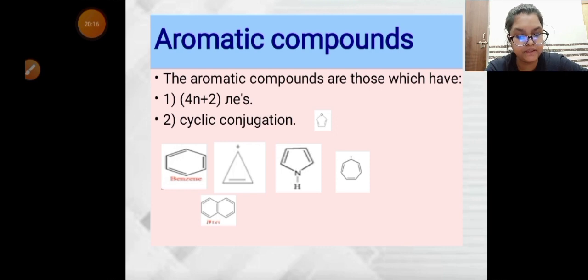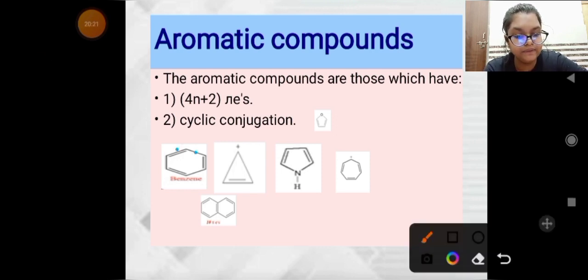You can see that in benzene the double bonds are present in conjugation and there are 6 electrons, 1, 2, 3, 4, 5, 6, which means it satisfies both the first and second rules. Here you can see that this system is a conjugated system and has 2 electrons, so all of these have 4n plus 2 pi electrons in cyclic conjugation.